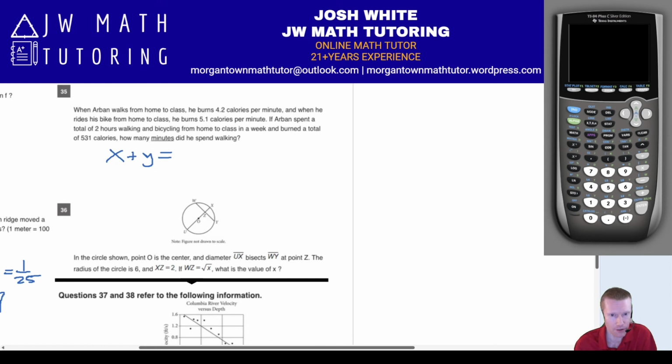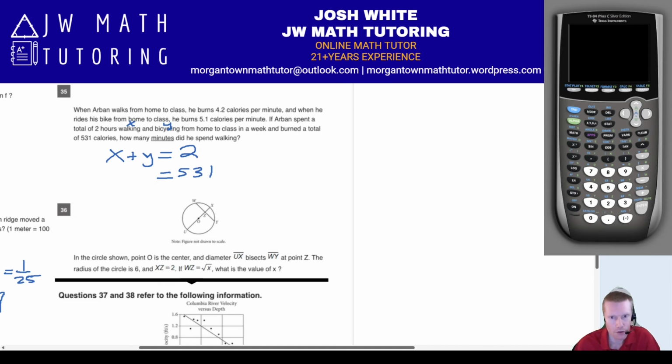And I'm actually going to come back to this equation just in a second. So I'm going to let x be the walking, and y be the bicycling. So we spent a total of 2 hours walking and bicycling in a week. Then the second equation is going to deal with the total number of calories. So it's going to equal 531 because that's how many calories he burned.